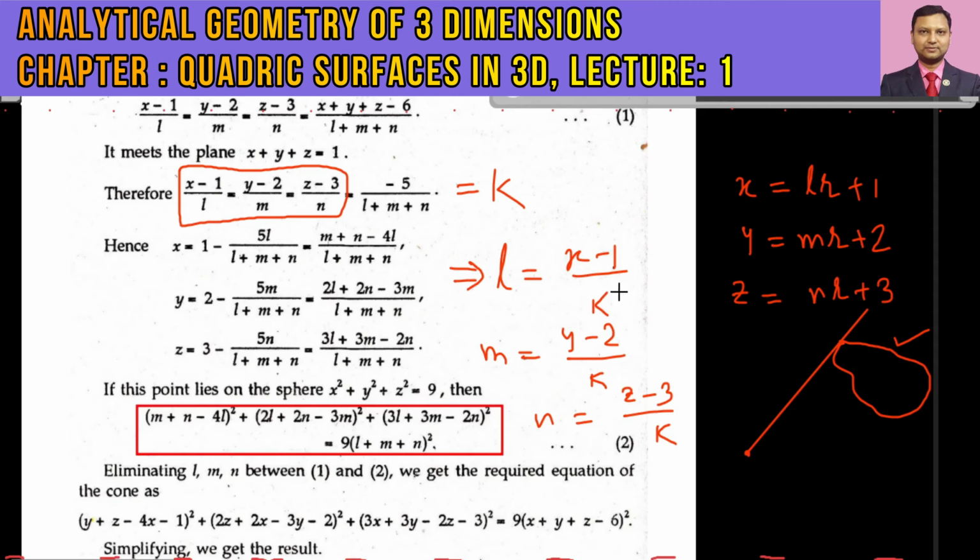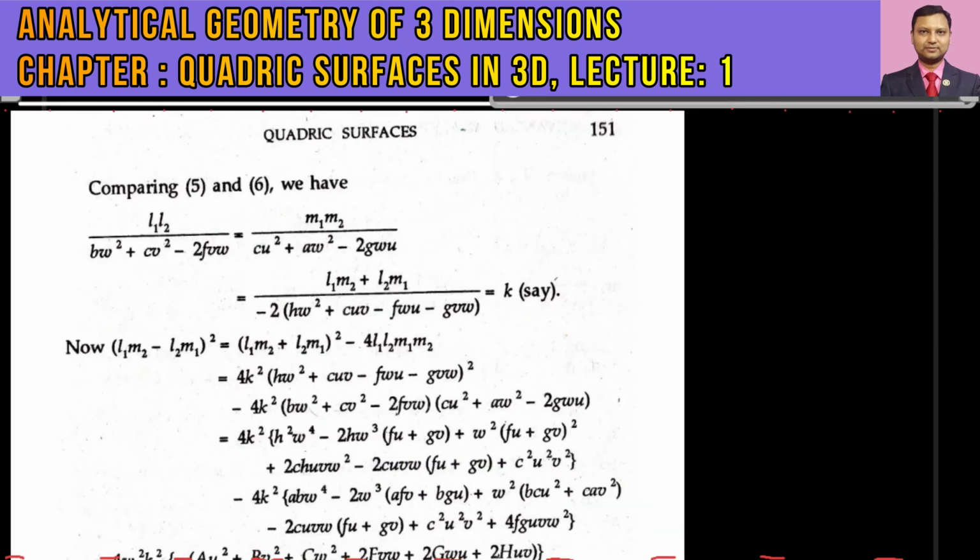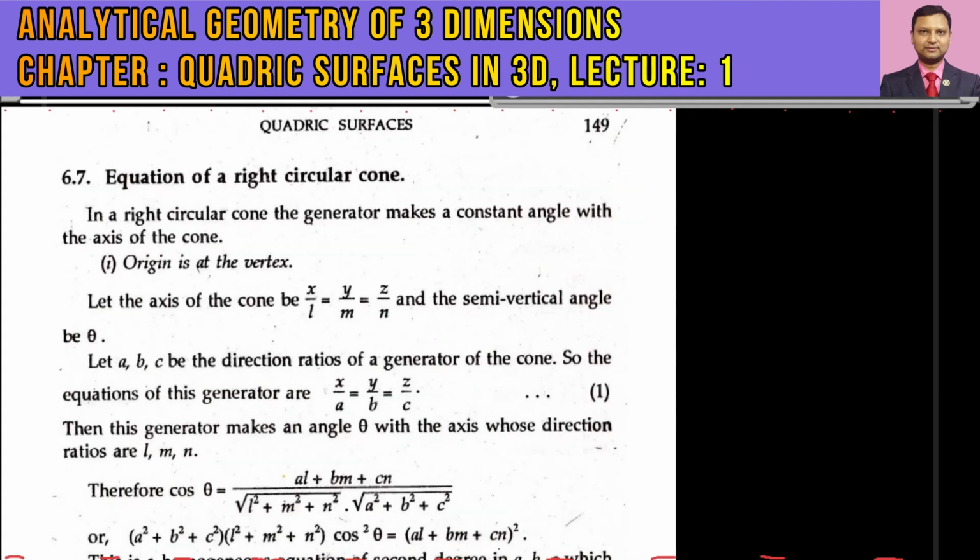Ultimately you will find that 1 upon k whole square would appear on both sides and get cancelled, and finally you will end up with this type of expression. That would be the equation of the required cone. So in this way we can compute the equation of the required cone. All right, this is the technique by which we compute the equation of a cone if the vertex and the guiding curves are provided.